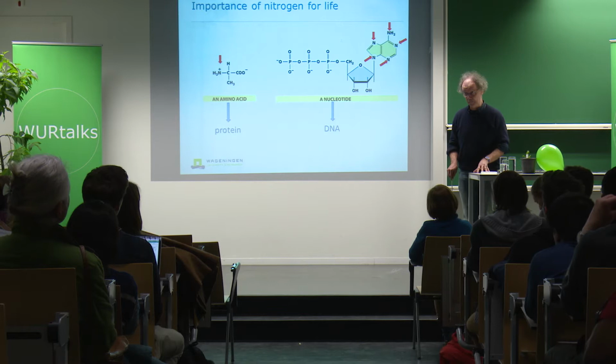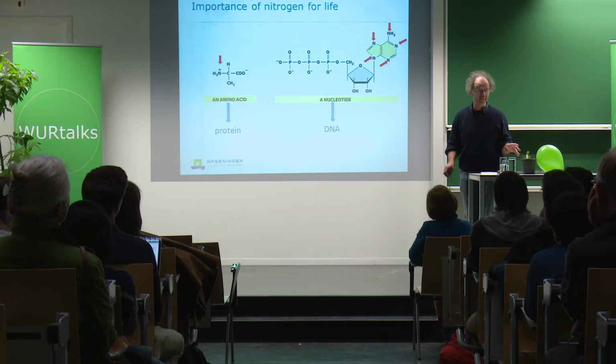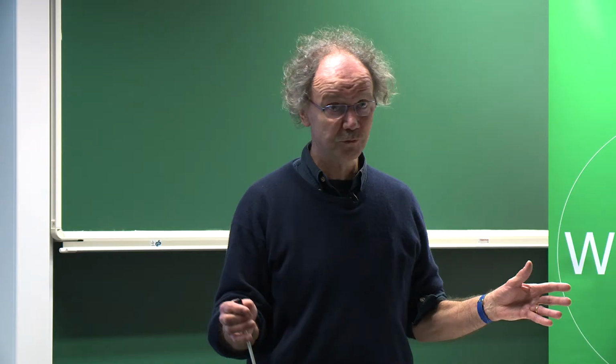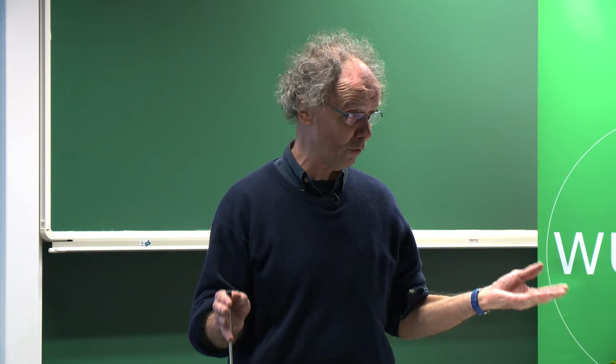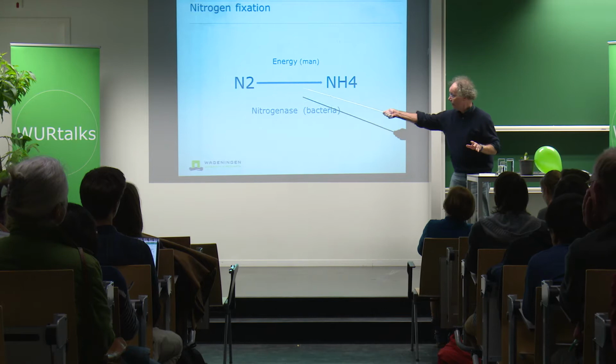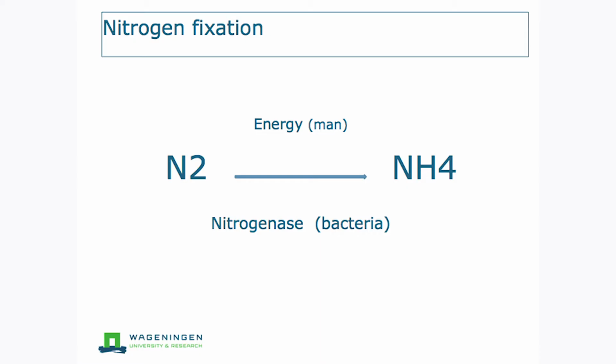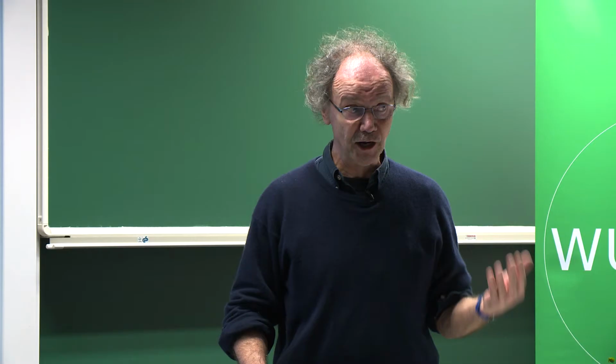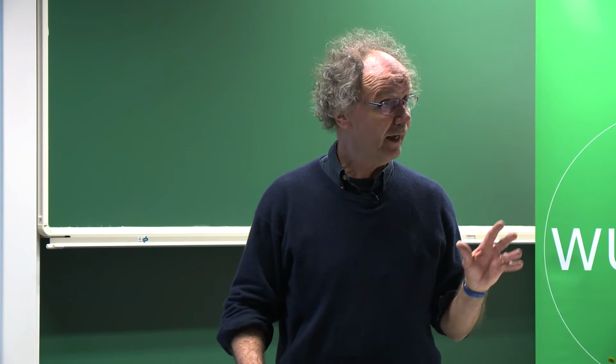What is the origin of nitrogen? Well, to be simple, in fact, it is the air here. That's really the source of nitrogen that we have. But even plants are not able to use the nitrogen from the air. Also in their case, it first has to be transformed into ammonia, nitrogen fixation, I will call it, and then plants can use it.